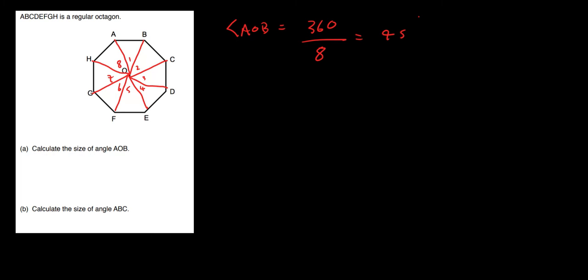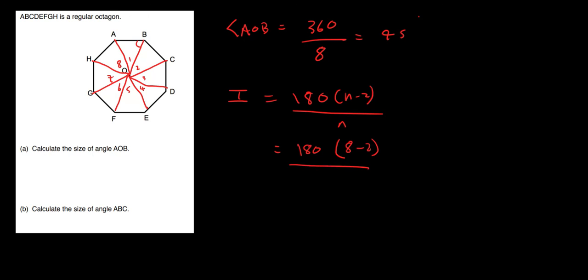And we need to find the angle ABC. So we need to find one internal angle of a regular octagon. So one internal angle is going to be 180(8 minus 2) divided by 8, which is 135.